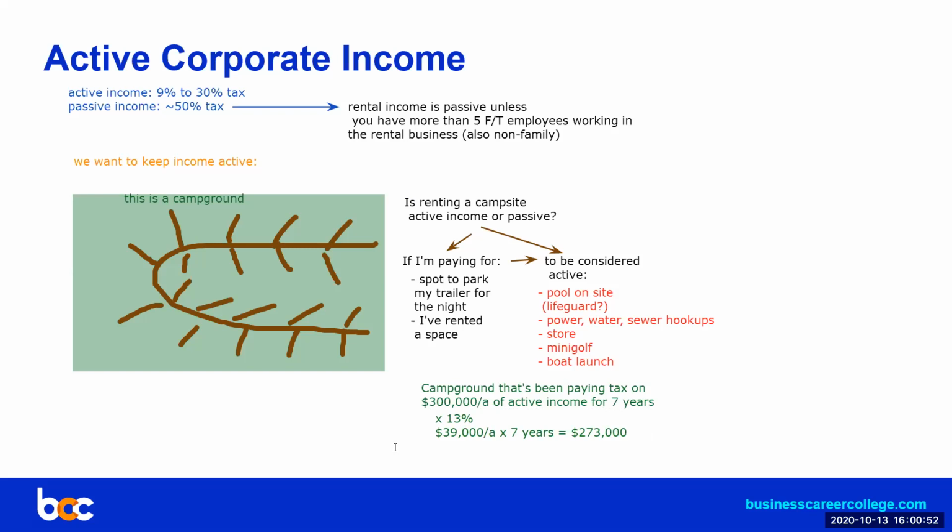Versus, right, so just garbage removal is probably not enough, right? These court cases right now are quite contentious. I don't need 5 full-time employees for this, Stephen. I just have to have services that are active. Although you're right, if I had a campground big enough that I had 6 full-time employees, that would also do it. Versus $300,000 times roughly 50%. That's $150,000 a year for 7 years. Okay, that's a big difference.